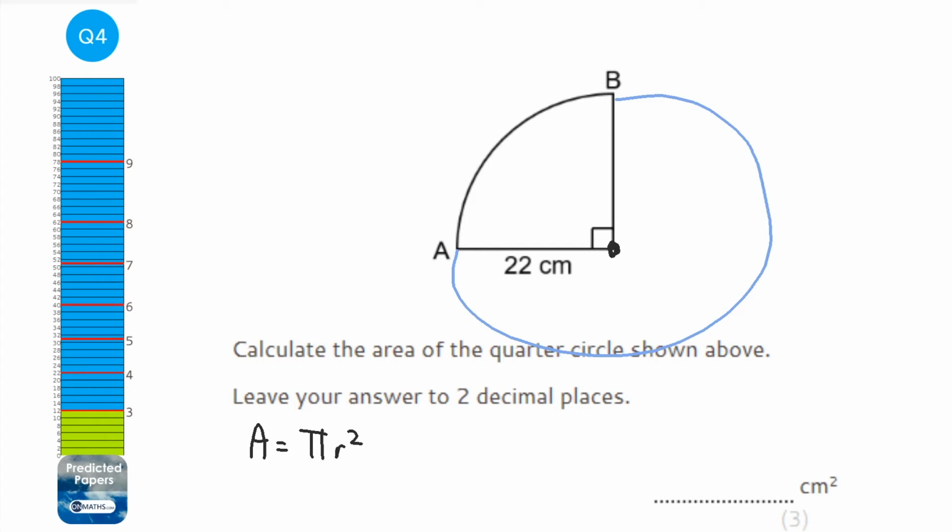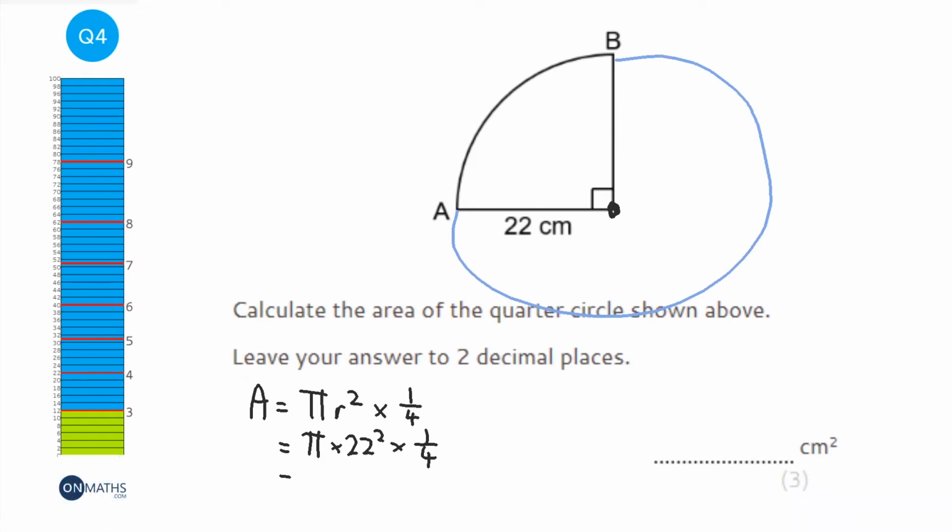And all we do is we times it by the fraction of the circle we have, which is going to be a quarter. So it's going to be pi times r, which is 22 squared, times a quarter. So I'm going to do that on my calculator. Pi times 22 squared. And then you can press equals and then just divide it by 4. That's the same as timesing it by a quarter. And the answer I get is 380.1327 blah blah blah. And so to 2 decimal places, that's going to be 380.13.